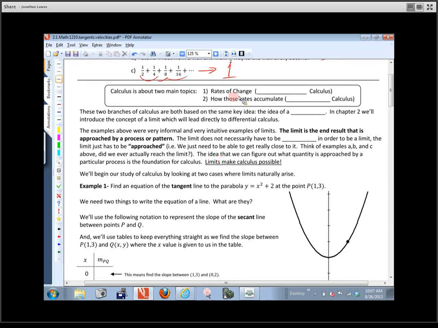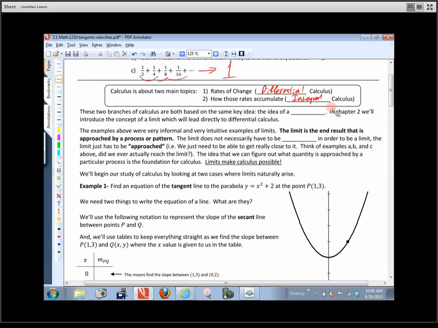One is about rates of change. We talk about rates of change for the most part in this class, and that's something called differential calculus, okay? Deals with derivatives, which we'll do a ton of in chapter 3. Okay? And then the second part of calculus is about how rates accumulate, and this is called integral calculus. Okay? So there are 2 branches of calculus.